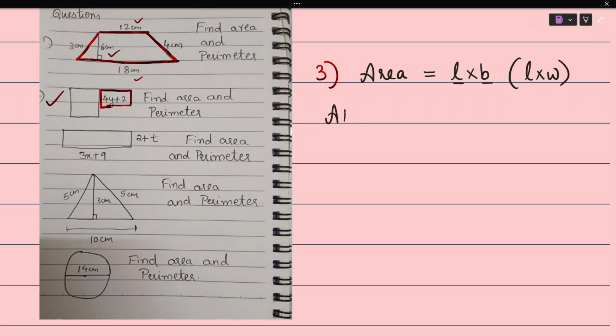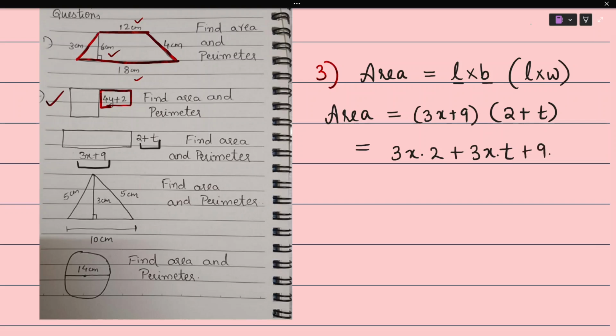So area of this rectangle, here it is given that the breadth or the width of the rectangle is 2 plus t and the length of this rectangle is 3x plus 9. So this is simply 3x plus 9 multiplied with 2 plus t, using the distributive property. So 3x multiplied with 2 plus 3x multiplied with t plus 9 times 2 plus 9 times t.